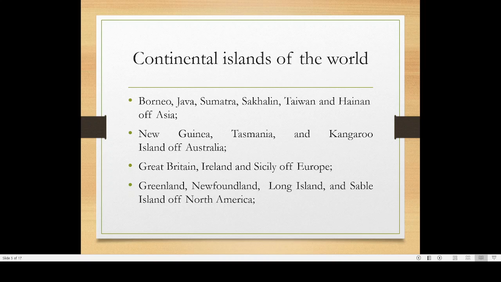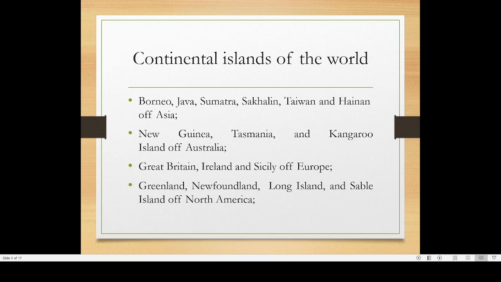For your practicals also, there is a question: identify the important continental islands of the world. Here you can find Borneo and Java. Borneo is a part of Malaysia, and Java is a part of Indonesia. Sumatra is the main island of Indonesia. Sakhalin is also present in Indonesia. Then Taiwan is very near to China. Then Hainan island is also near to China.